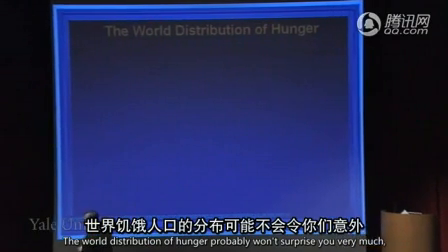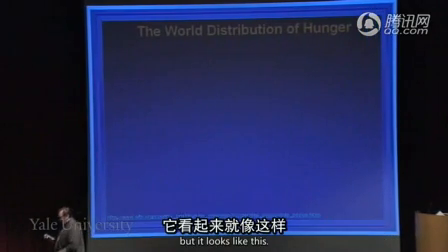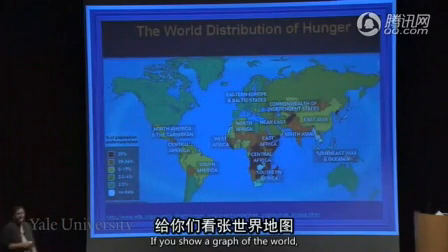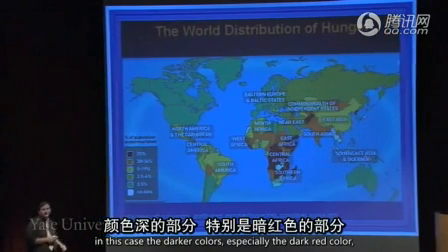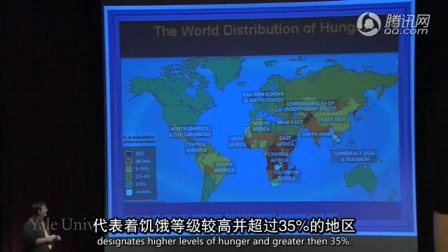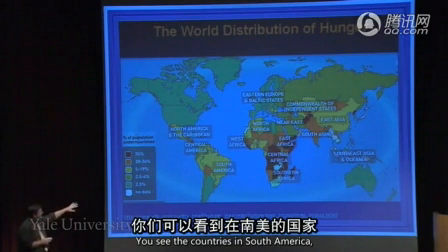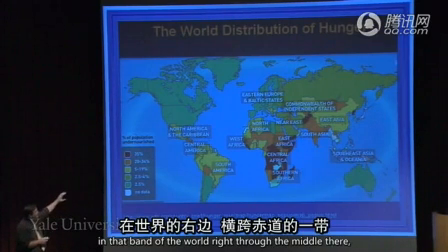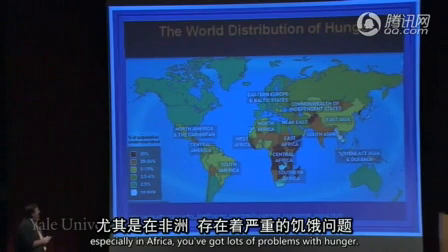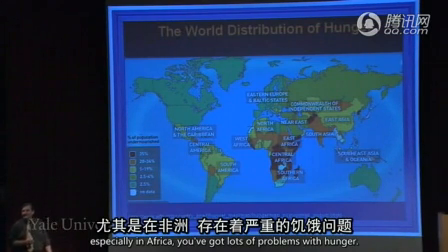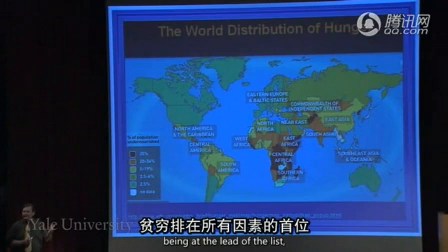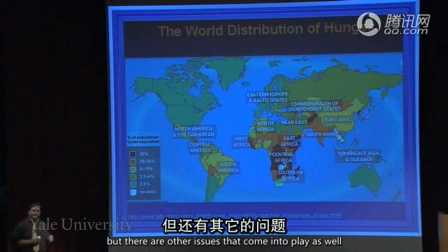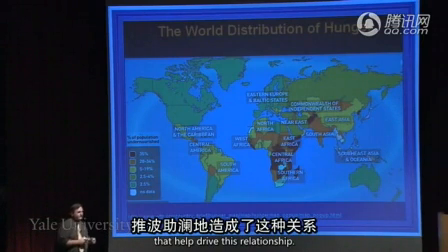The world distribution of hunger probably won't surprise you very much, but it looks like this. If you show a graph of the world, in this case, the darker colors, especially the dark red color, designate higher levels of hunger, greater than 35%. You see the countries in South America, in that band of the world right through the middle there, and especially in Africa, you've got lots of problems with hunger. You can make some guesses about why this might be the case, with poverty being at the top of the list. But there are other issues that come into play as well that help drive this relationship.